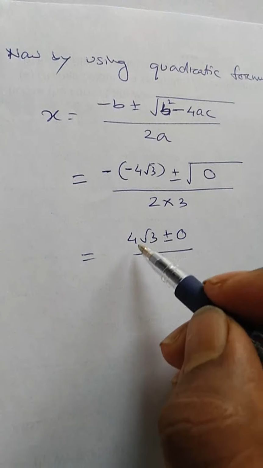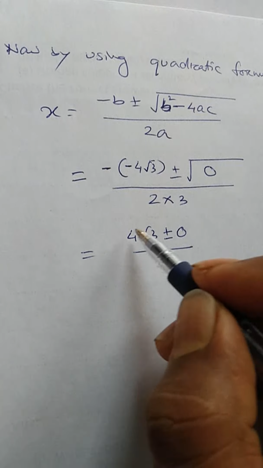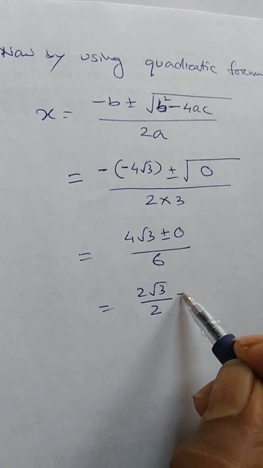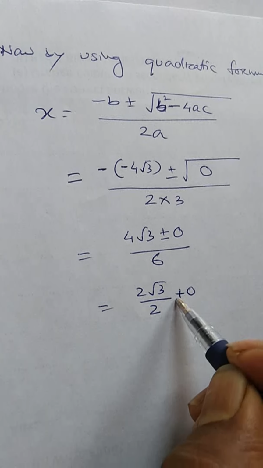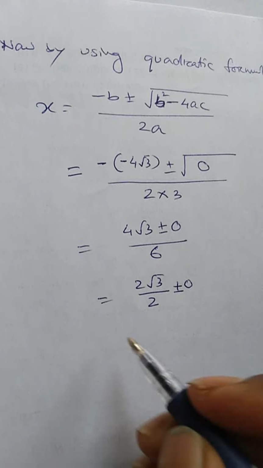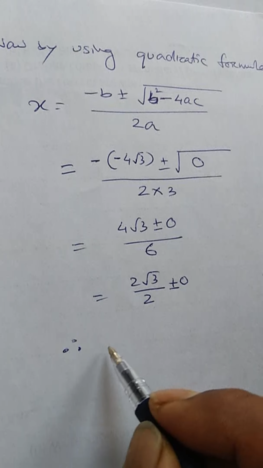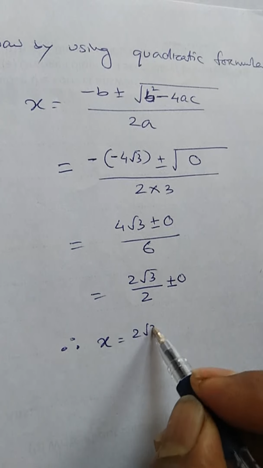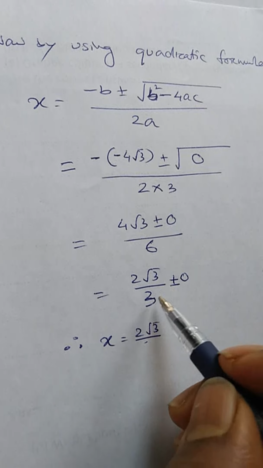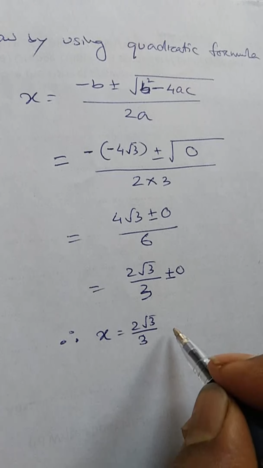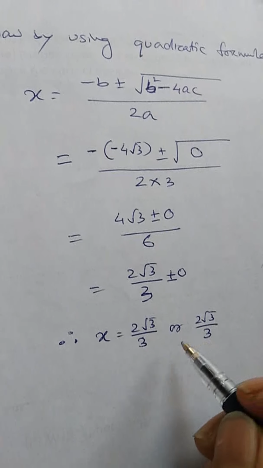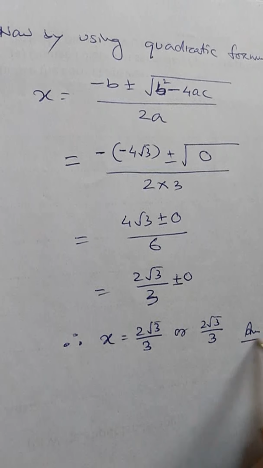If we want, we can cancel 2 from numerator and denominator, so then this will become 2 root 3 by 3. One will be plus 0 and another will be minus 0, and those will be two roots which are equal. So therefore x equals 2 root 3 by 3, or 2 root 3 by 3. So these will be the answers.